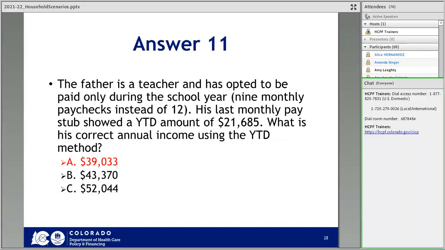If you got B, what you did was multiply that by 10 instead of by 9. And if you got C, you multiplied the monthly by 12 instead of 9. So make sure that you know how many pay stubs they're going to get, especially for teachers. Teachers are the weird ones. And make sure you're calculating their income correctly.